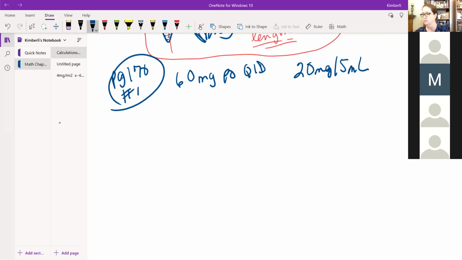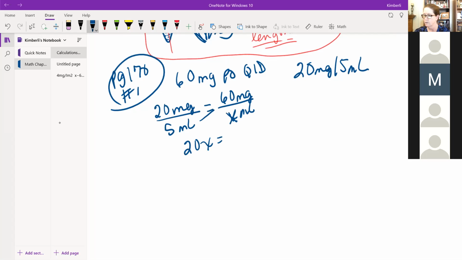If you're going to do this with ratio and proportion, you would do 20 milligrams over 5 mL is equal to 60 milligrams over X mL. Then you would cross multiply, and you would have 20X equals 300, which is 60 times 5. Now you have to solve for X because it's algebra, so you divide both sides by whatever's next to X, which is 20. And you have X equals 15 milliliters.